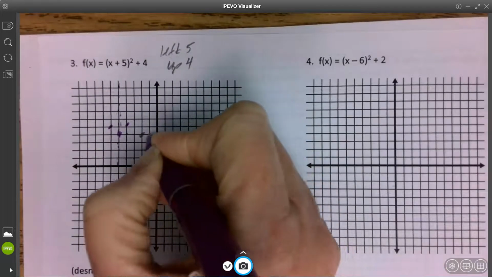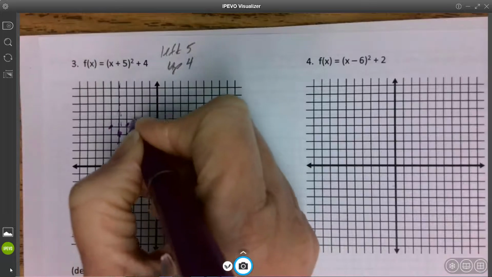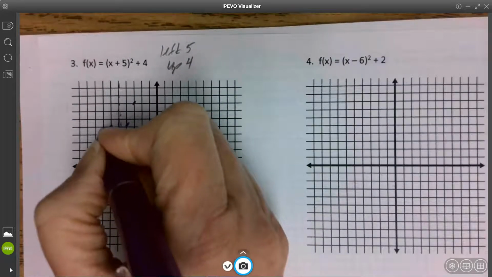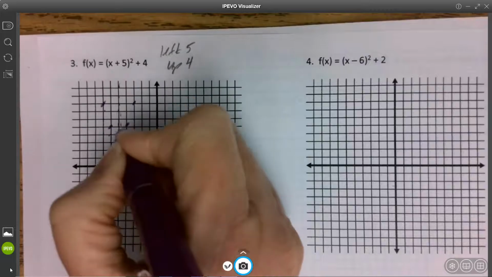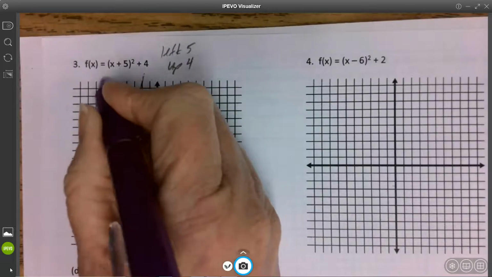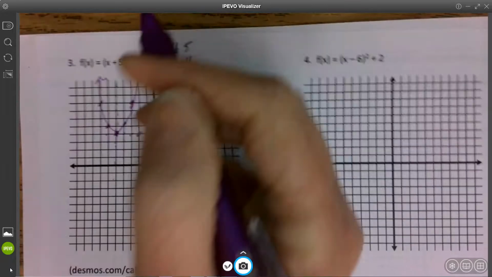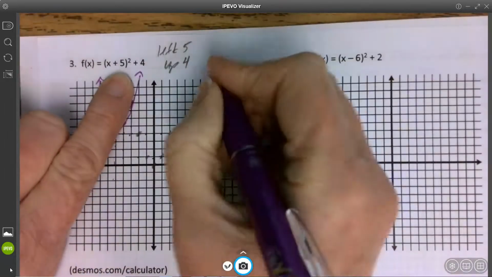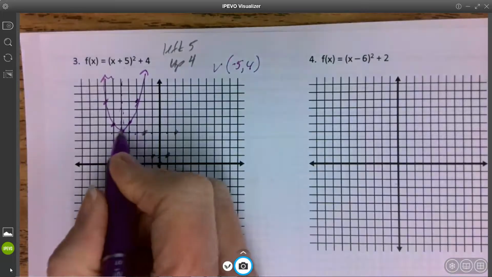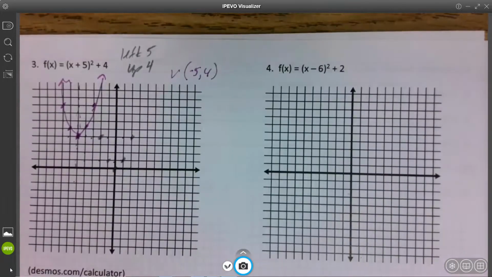Left 5, 1, 2, 3, 4, 5, up 1, 2, 3, 4. There's my graph. Now I want you to notice, what's my vertex? Well, my vertex is (-5, 4). So I could do it that way too. I'll show you what I mean by that.